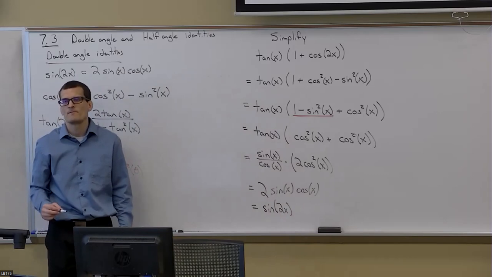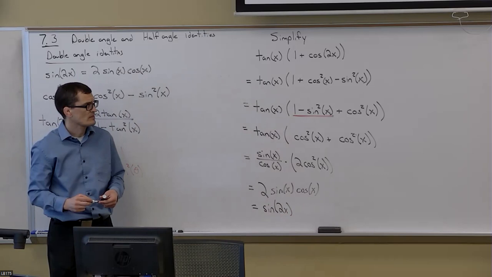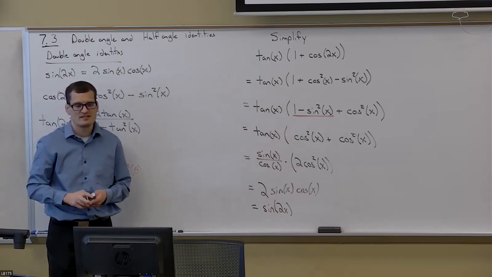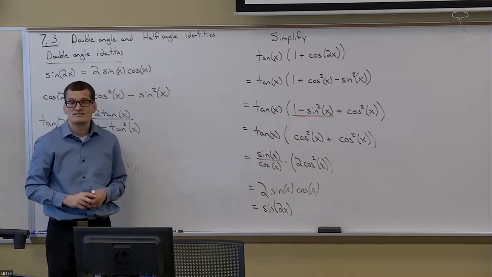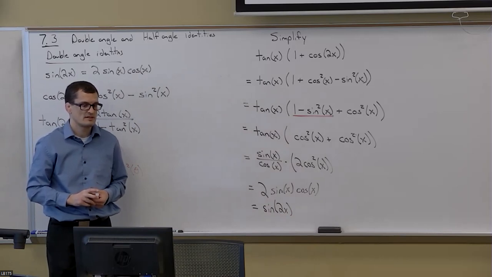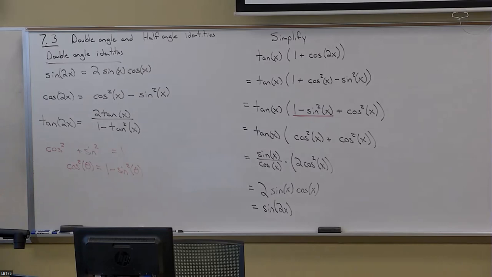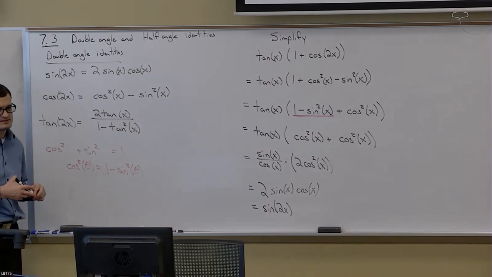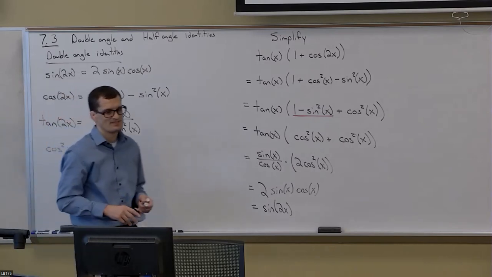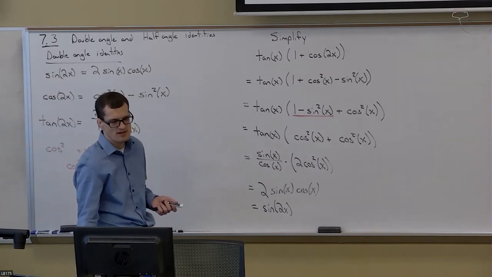Hopefully you can see that, but I'm pretty low on the board. So it's stuff like that that we can utilize. So if I throw in my double angles along with the Pythagorean identities, all that. There you go. Does that make sense? Double angles with the Pythagorean identity.